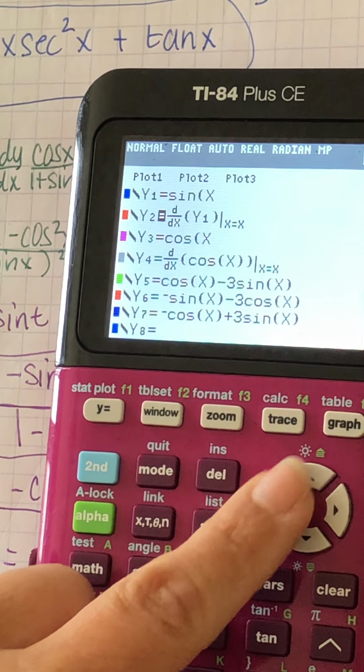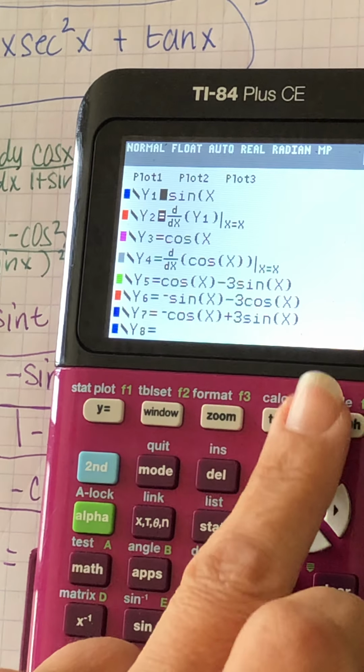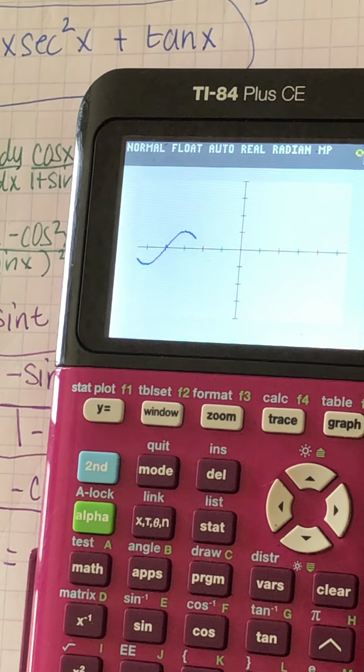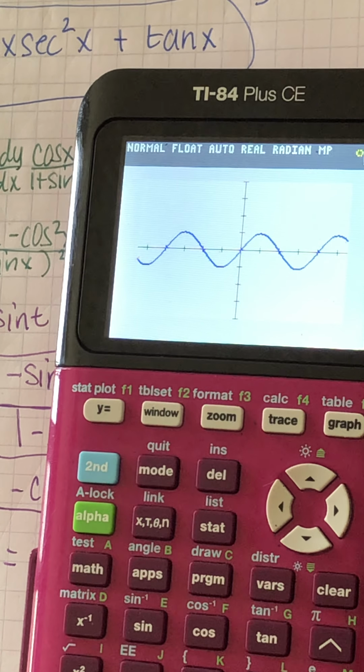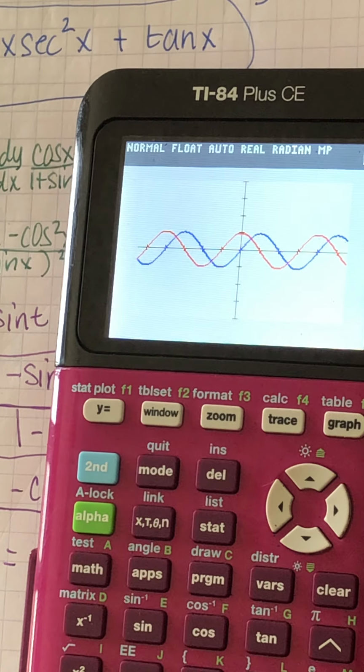Okay, I'm going to turn my sine function on because my sine function is off. So here's my sine curve. And there is my derivative. Does your derivative graph really slow? My derivative graphs really slow compared to the regular function, so to speak. And you can see that the derivative of sine is indeed cosine.